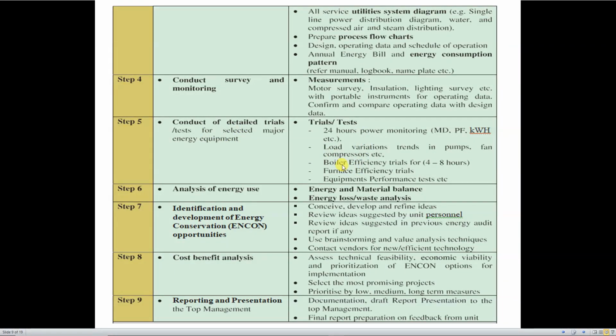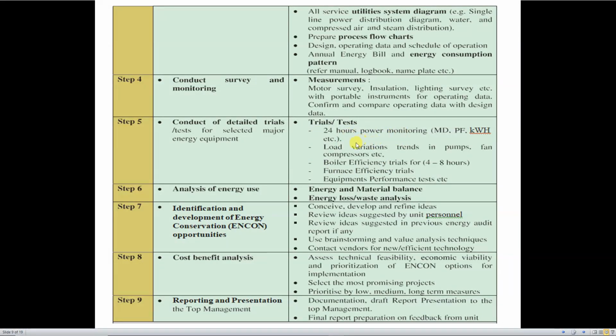Okay, then we are also going to get boiler efficiency. Okay, for 4 to 8 hours and 8 to 10 hours and so on, depending upon the number of hours it is running. Then furnace efficiency trials. Okay, then also we are going to get equipment performance test. Okay, so this data is the result of step number 5. When we conduct the trials on the major equipments, we are going to get this data, or the information.